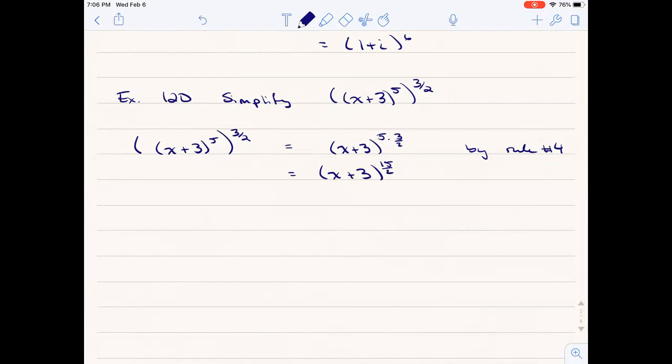Treating x + 3 as its own thing because we're adding inside, so we don't want to break this up. We've got 15 over 2, which means we have the square root, because that's in the denominator, of (x + 3)^15. Okay, so we've got the square root of (x + 3)^15. And this is by rule number 10.